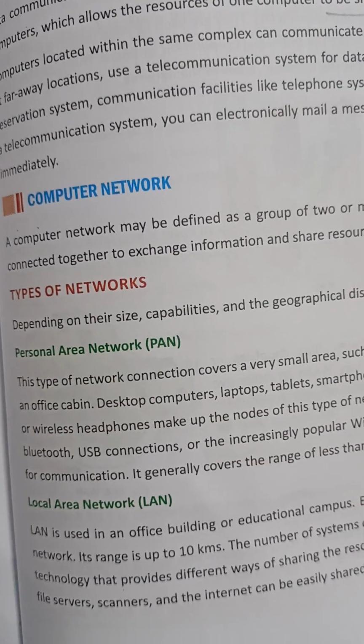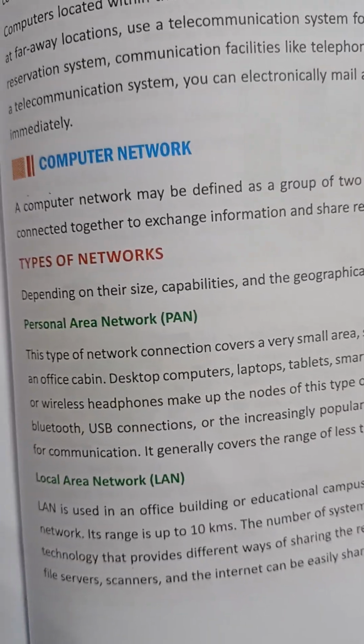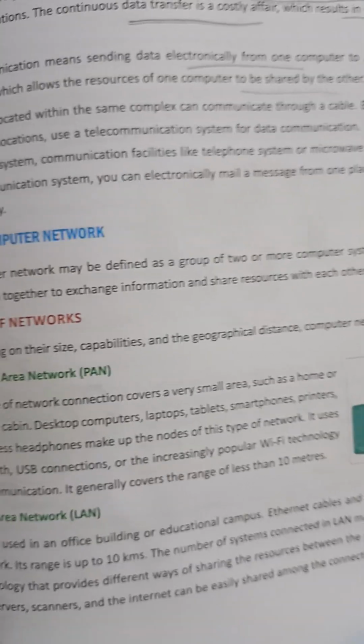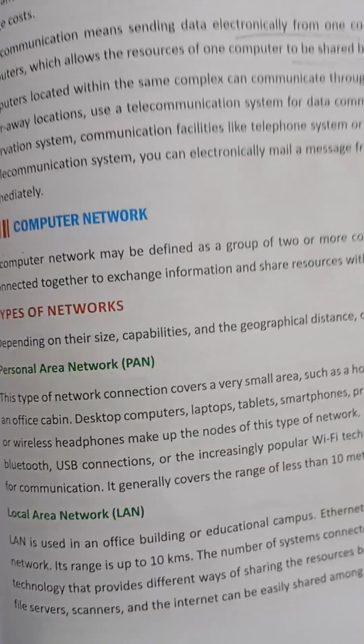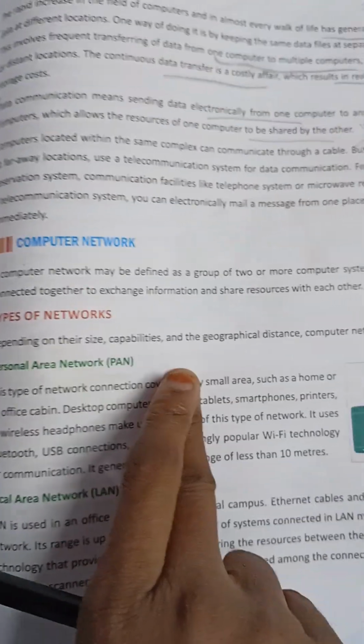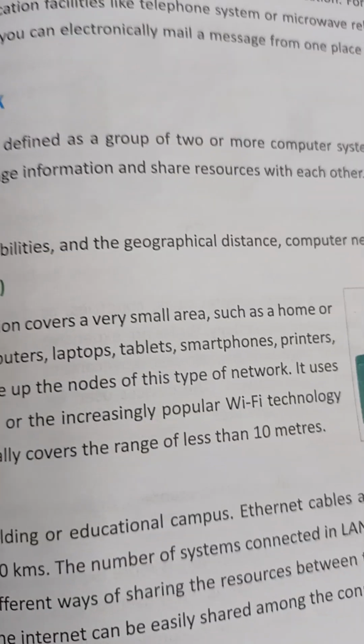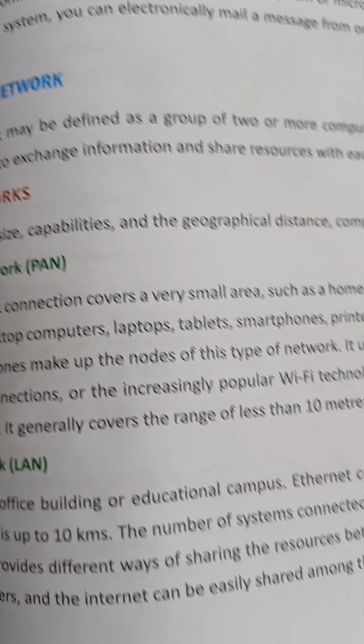Now there are different kinds of computer networks. A computer network may be defined as a group of two or more computer systems or peripheral devices. For suppose if you have seen a group of two or more computer systems together, then they are called a computer network. A group of two or more computer systems.